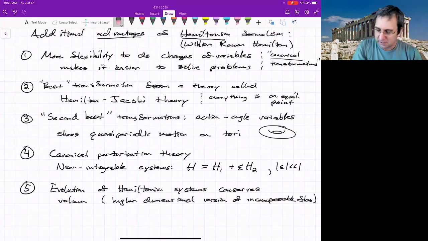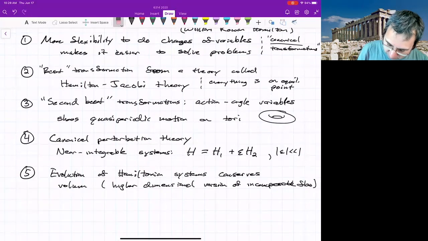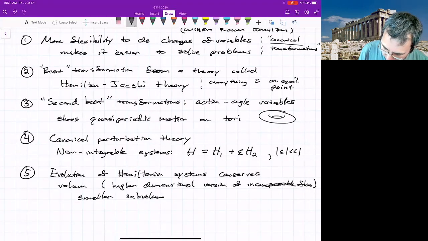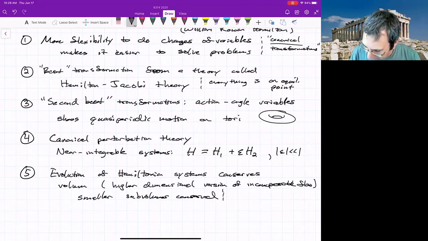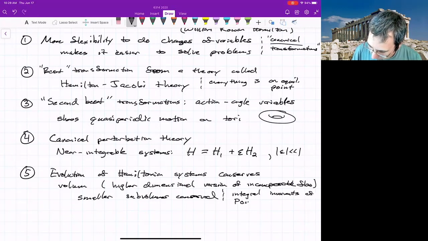As that blob evolves in time, it needs to maintain its volume. So even if we're talking about a six-dimensional system, you conserve that six-dimensional volume. And even more than that, there are other sort of lesser things that are conserved, smaller subvolumes are also conserved. And these are called the integral invariants of Poincaré. I think someone else's name is in there, Cartan.